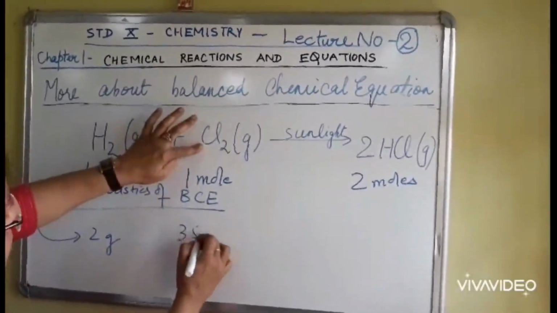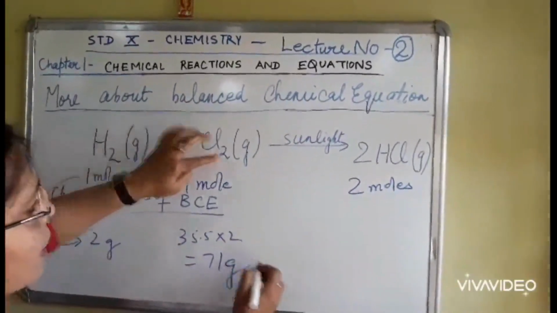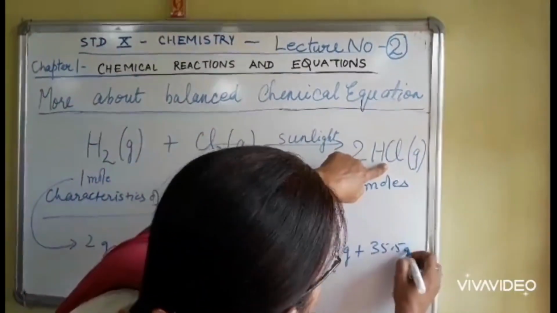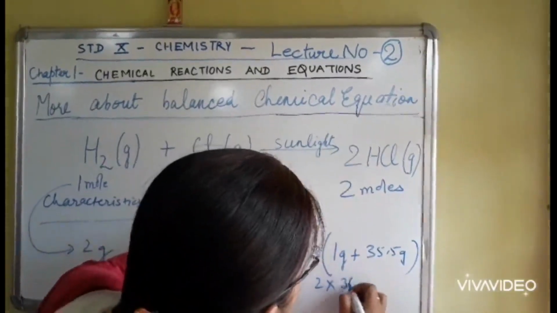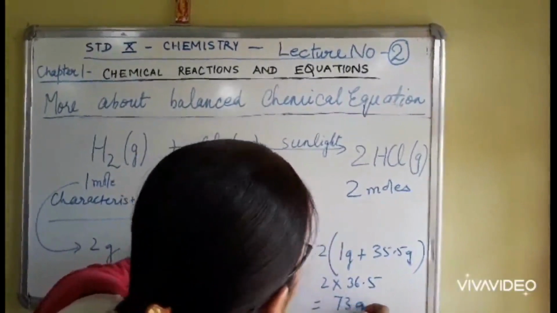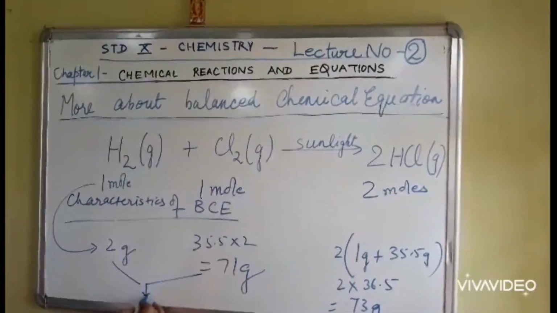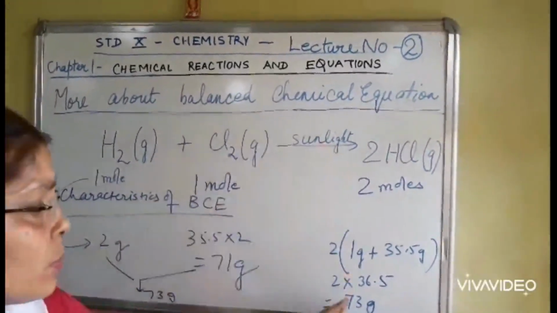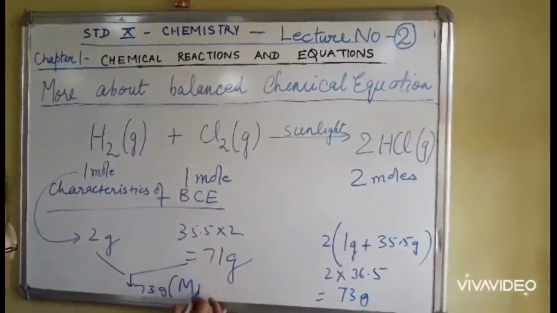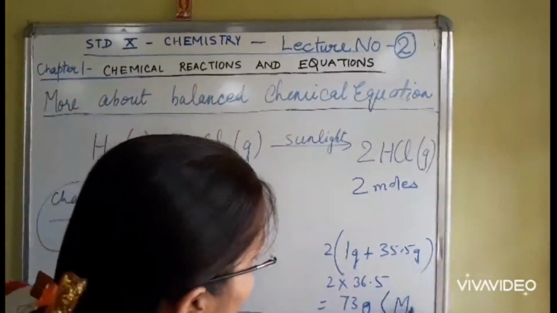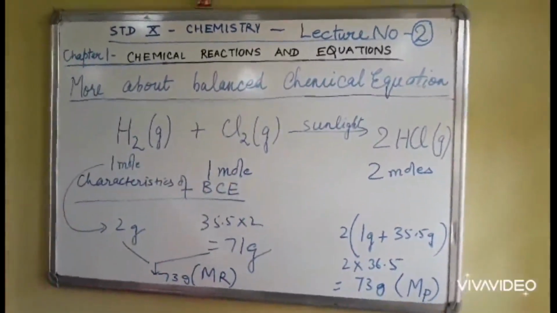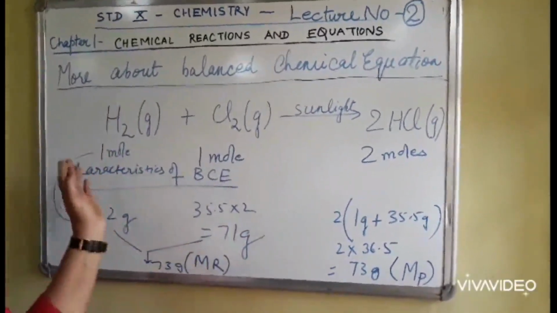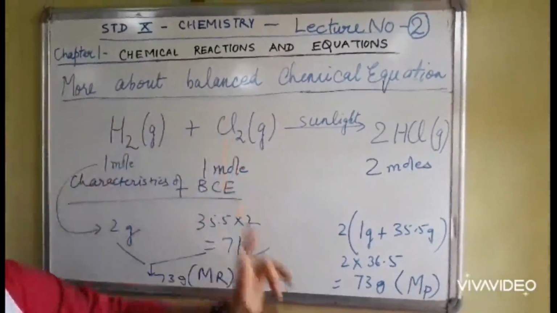Here the mass is 35.5 into 2, 71 grams. And here it is 2 in bracket, H is 1, so 1 gram plus 35.5 gram. If you total it, it is 2 into 36.5, that is 73 grams. Here if you total 2 and 71, it is 73 gram. You can see that the mass of the reactants is equal to the mass of product. This is mass of reactant and this is mass of product. Recall, last year I taught you, when mass of reactants is equal to the mass of product, it obeys the law of conservation of mass. All chemical reactions obey the law of conservation of mass.